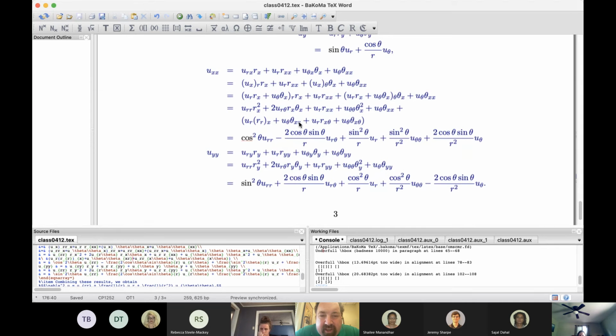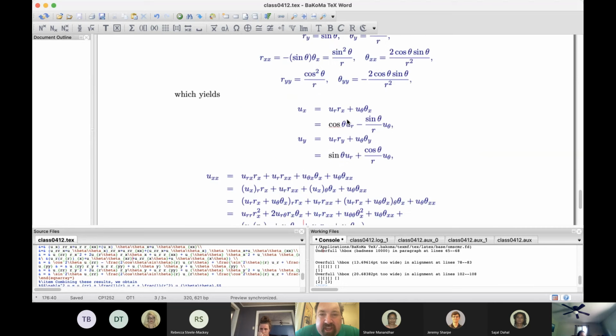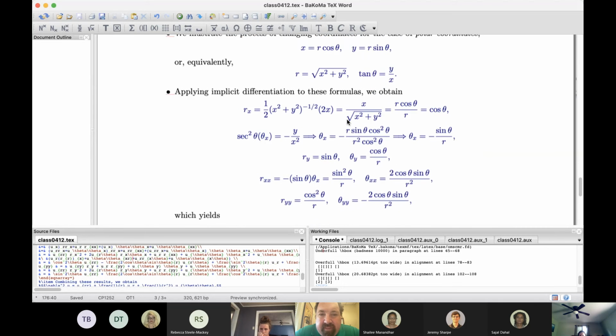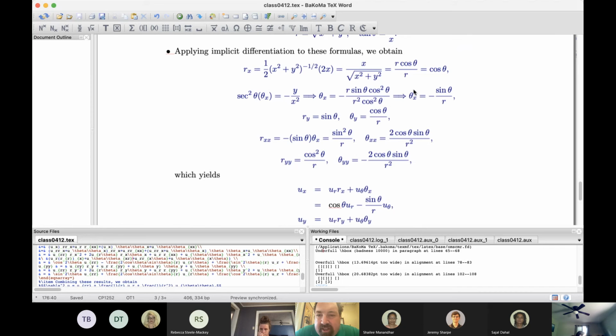Another way to see it in the case of theta_xr, well, d theta dx, I have that up here. d theta dx is, oh, shoot, it didn't work out the way I wanted to. Sorry.